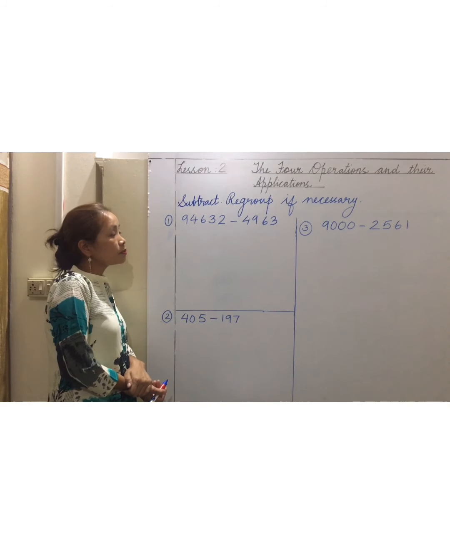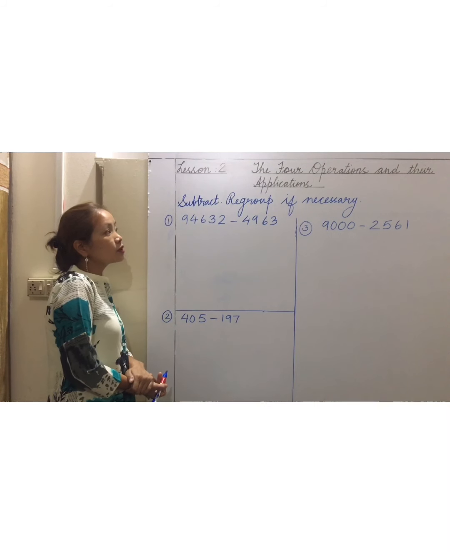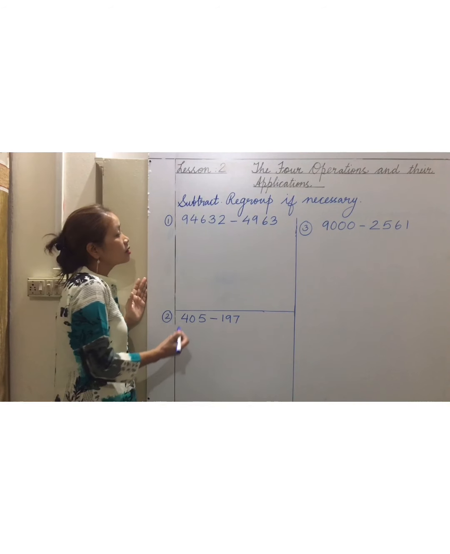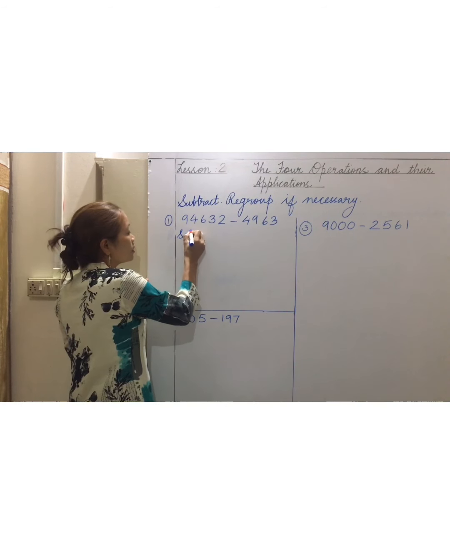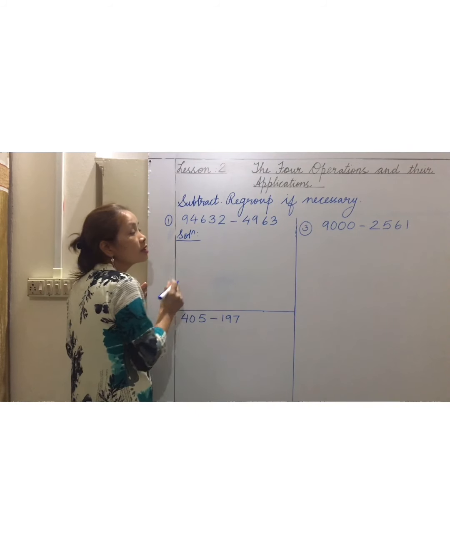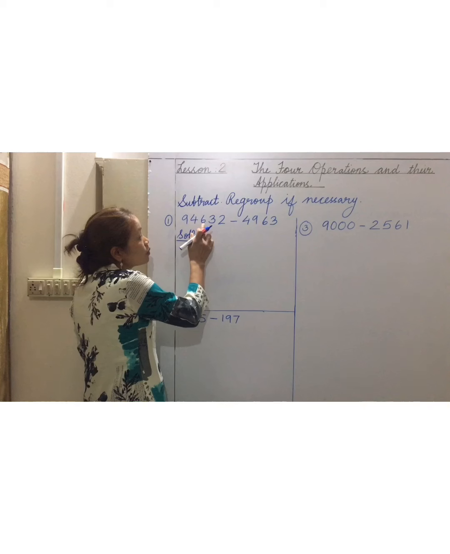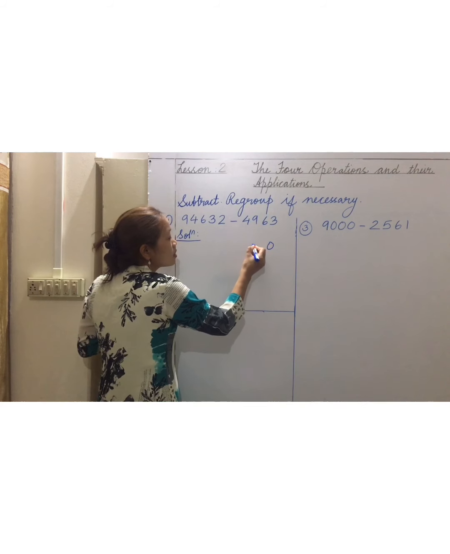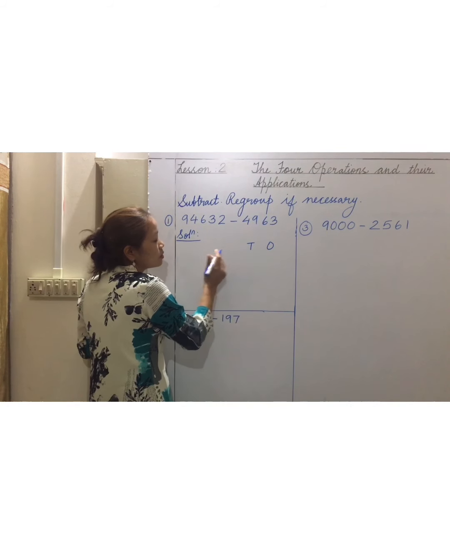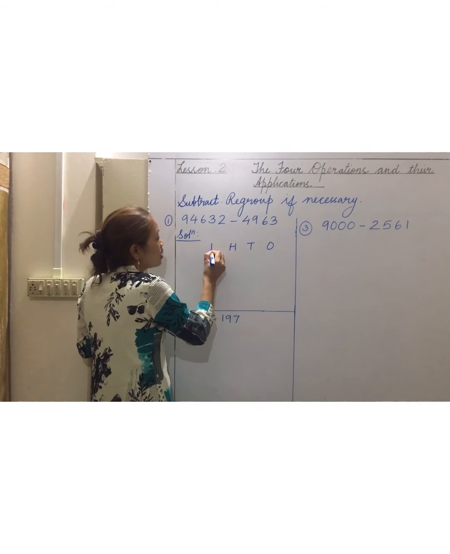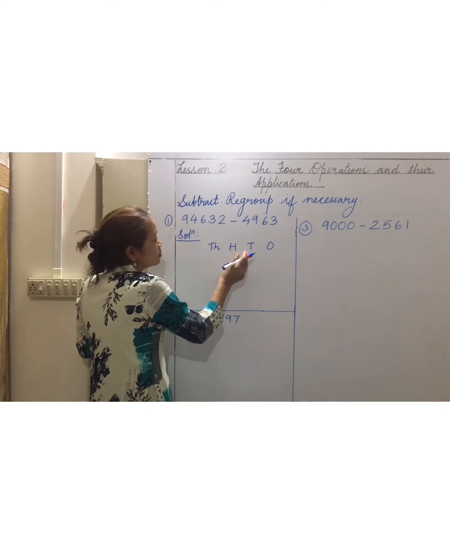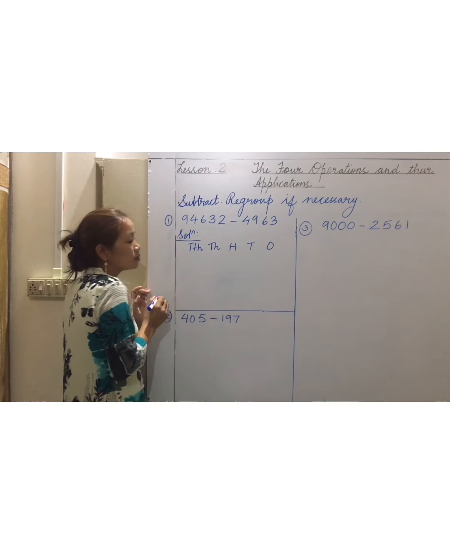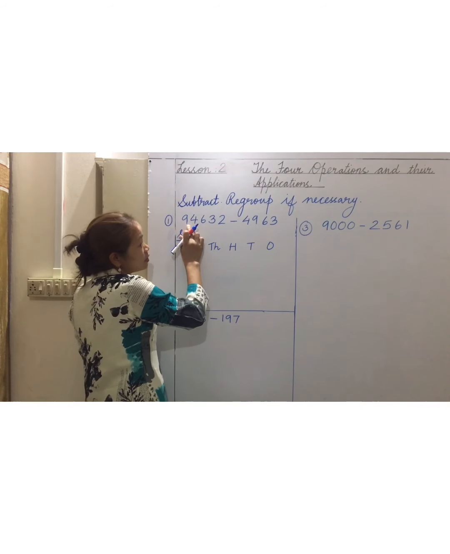Alright, next is subtraction. Subtract, regroup if necessary. We are going to subtract these numbers, right? First, like addition, we will write their place values, right? We have 5 digits here, 4 digits here. That means we need to write ones, tens, up to 5 digits, right? Hundreds, thousands, ten thousands. That means up to 10,000, right? We will write this number first.